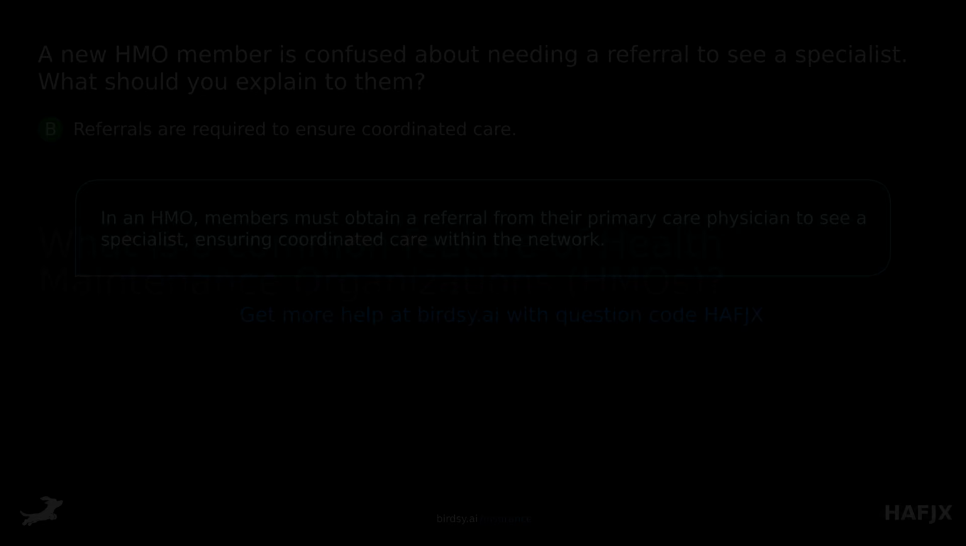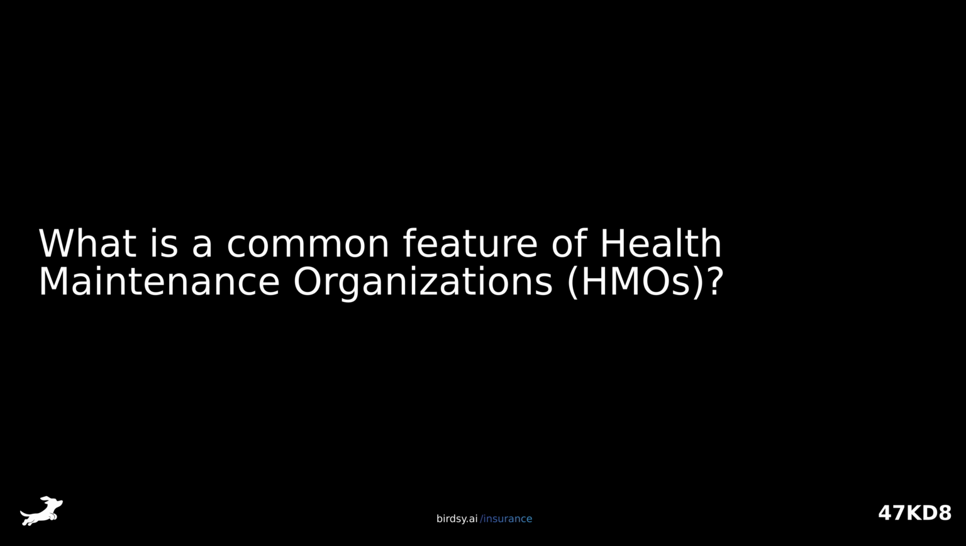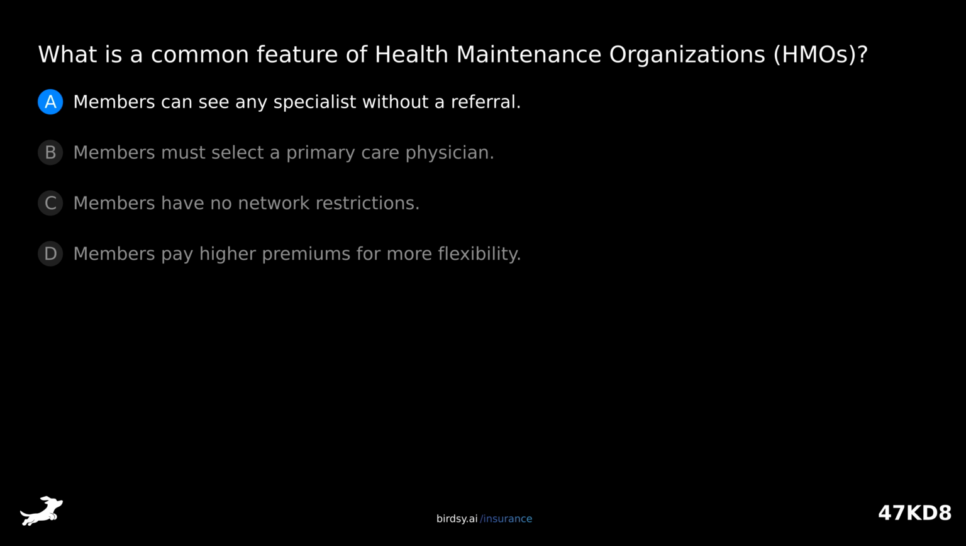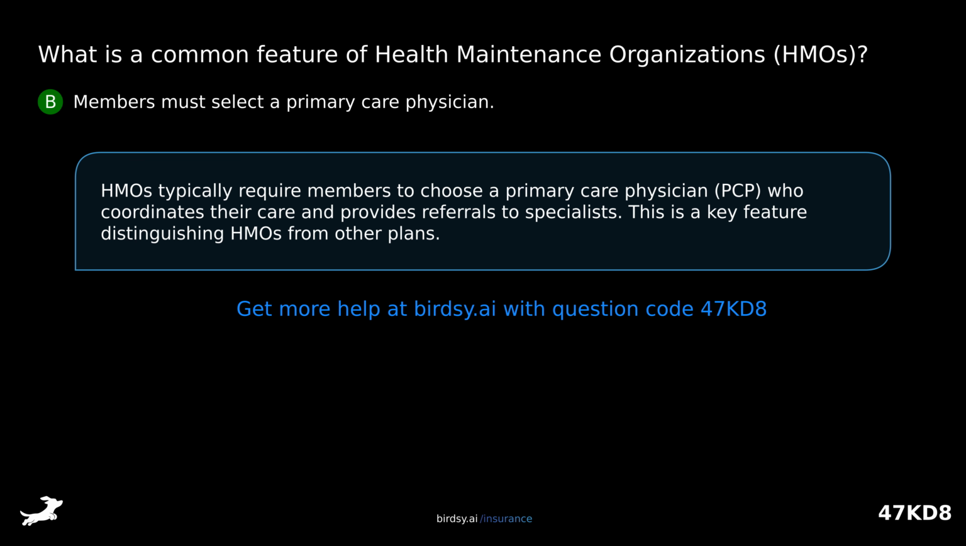What is a common feature of health maintenance organizations? Is it A, members can see any specialist without a referral, B, members must select a primary care physician, C, members have no network restrictions, or D, members pay higher premiums for more flexibility? The answer is B, members must select a primary care physician. HMOs typically require members to choose a primary care physician who coordinates their care and provides referrals to specialists. This is a key feature distinguishing HMOs from other plans.